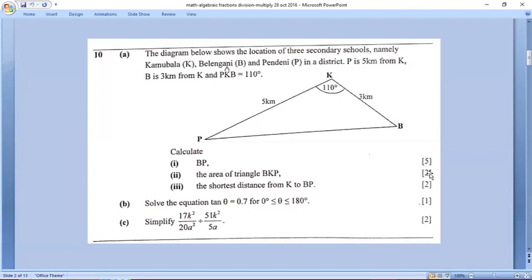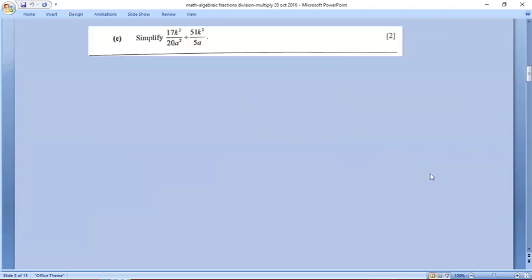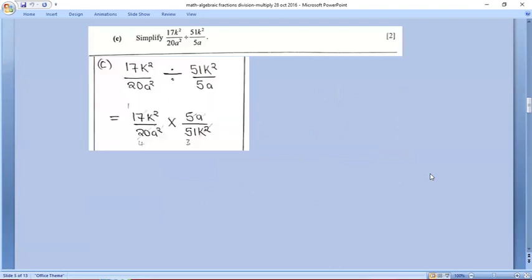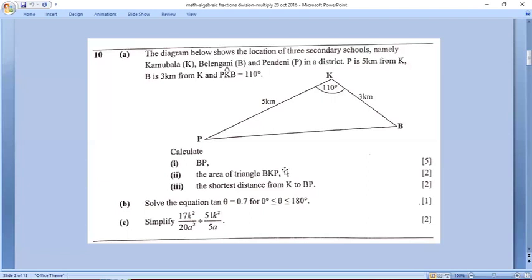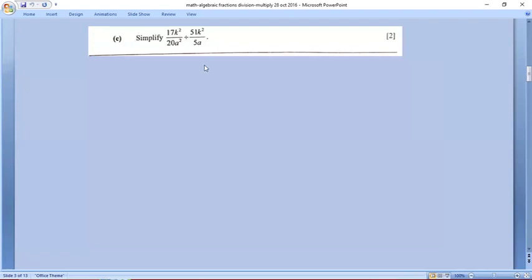All right, so there is the question. It's actually part C of question number 10, which has 2 marks. Let's just zoom into that question. Okay, there is the question.